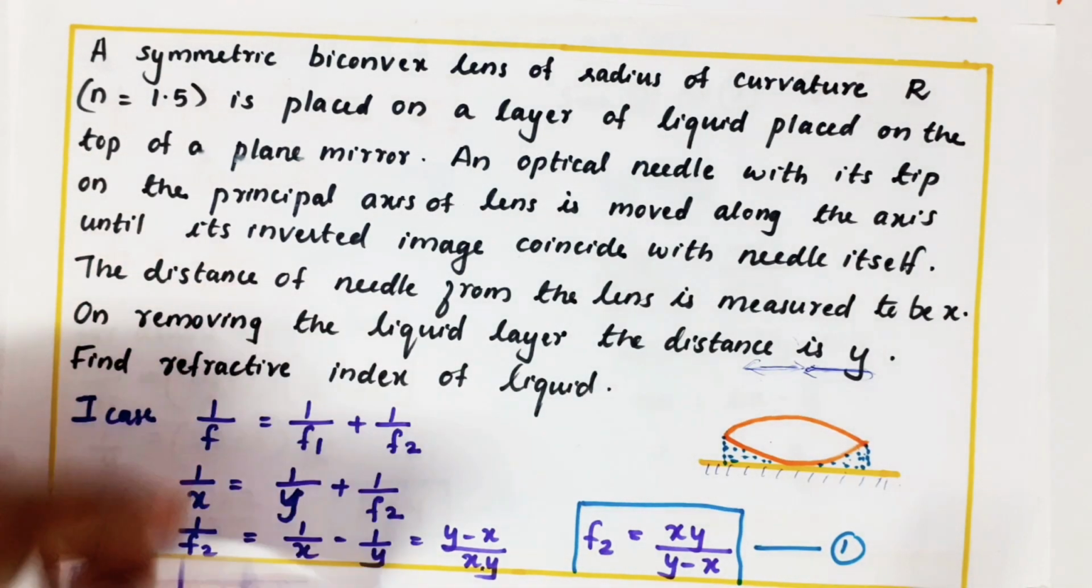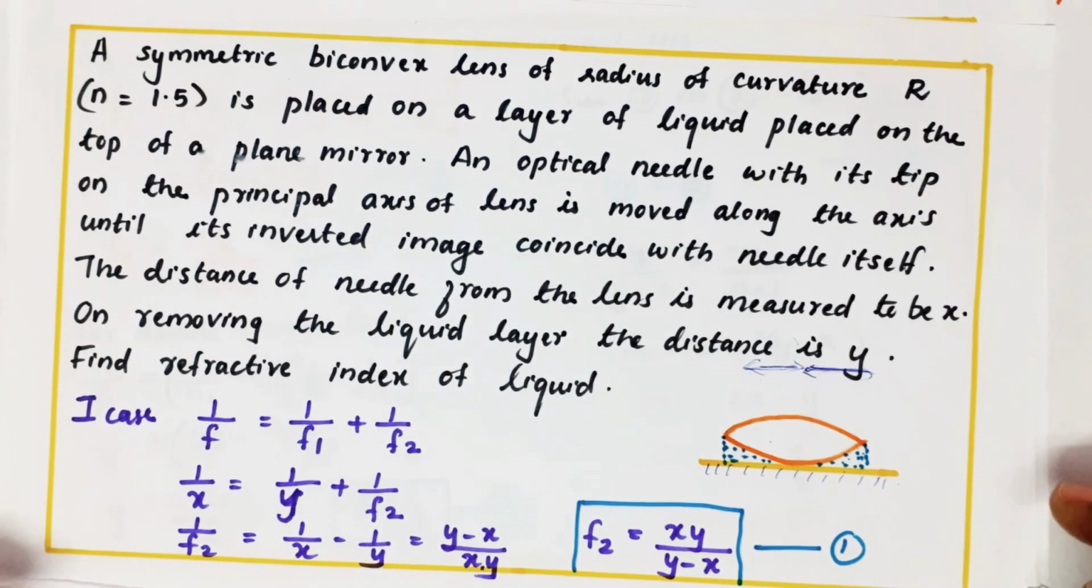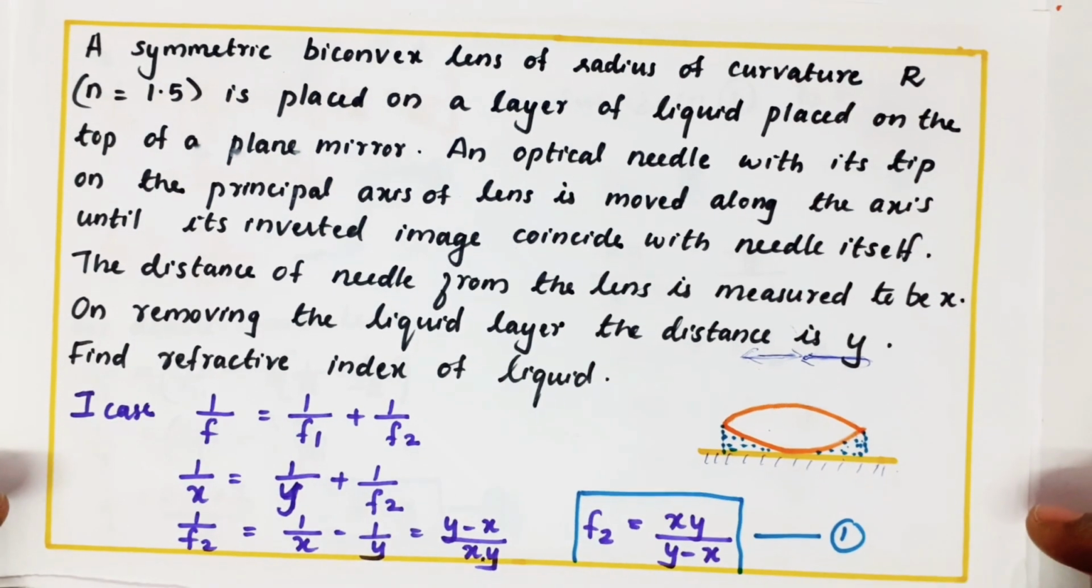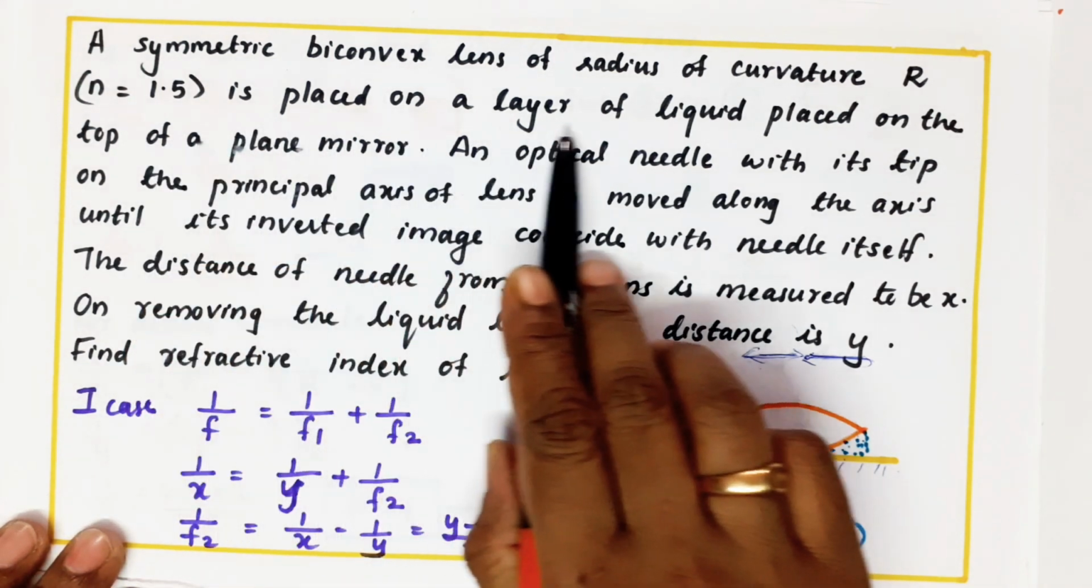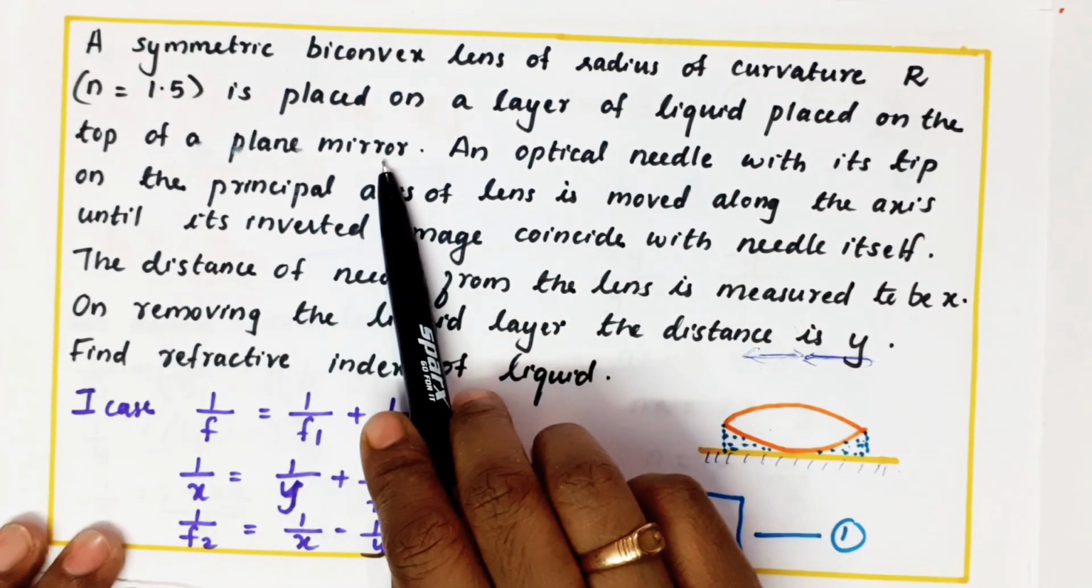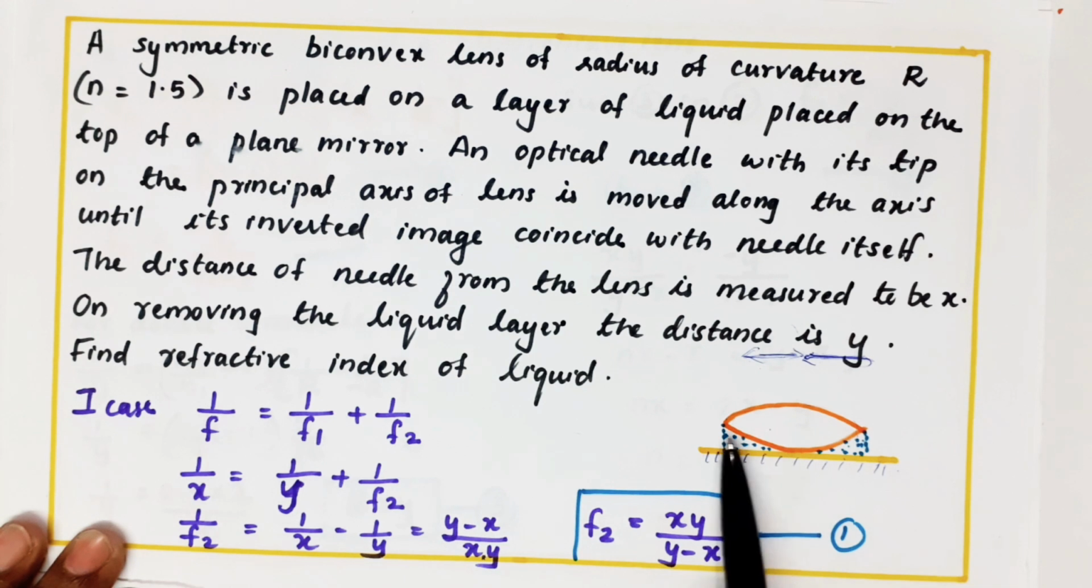The next question is a very important question. See the question: a symmetric biconvex lens of radius of curvature r, n equals 1.5, is placed on a layer of liquid placed on the top of a plane mirror. This is a plane mirror. Here we place a liquid, and above that we keep a biconvex lens.